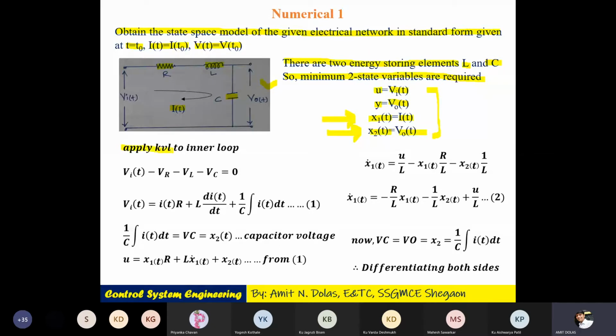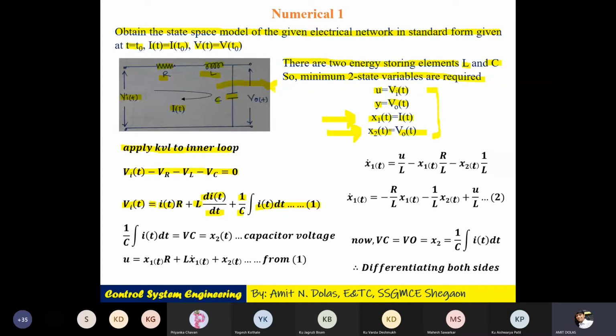Then we'll apply KVL to the inner loop. Of course, the KVL is very easy. Vi will be equal to VR plus VL plus VC. So this is the equation for the given network. Let's rewrite this. Vi of t will be equal to, how do you write VR? It will be i of t into R, plus the inductor voltage, L di of t by dt, and the capacitor voltage is plus 1 by C integral of i of t.